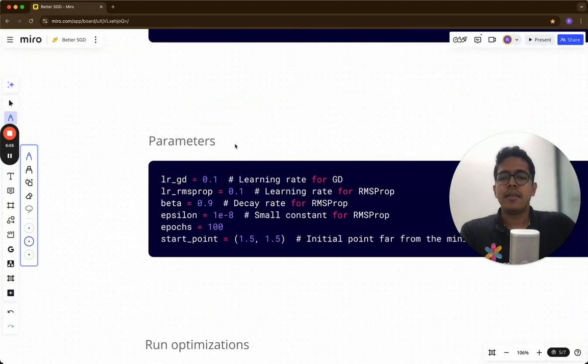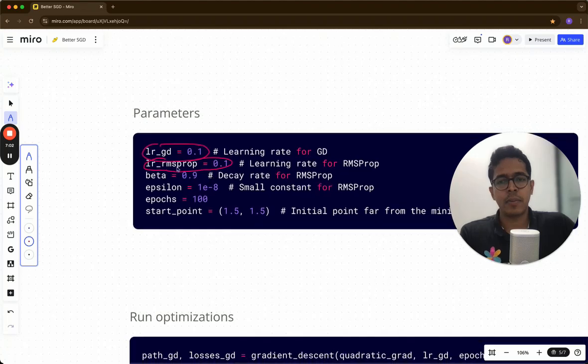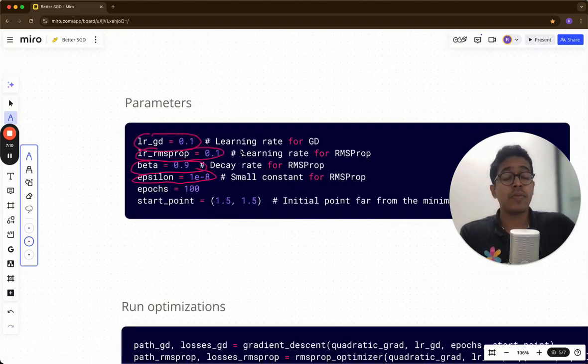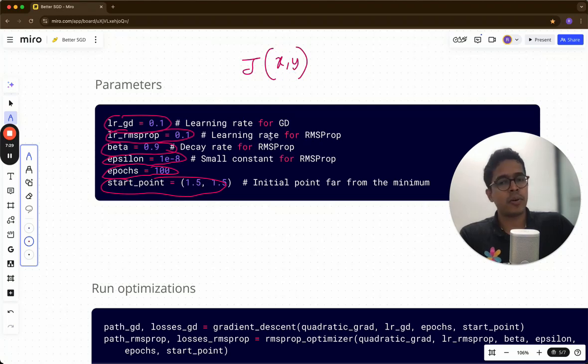And then we are defining the parameters. So in the normal gradient descent, learning rate is 0.1. In the RMSprop also, learning rate we define to be 0.1. Beta is the decay rate, 0.9. Epsilon, the small value that we are adding to the square root of the moving average in the denominator, is 10 to the power of minus 8. Number of epochs can be 100, 50, whatever we think is good. Starting point of x comma y. So in j of x comma y, we are starting with some random value of x comma y. It will be 1.5 comma 1.5.